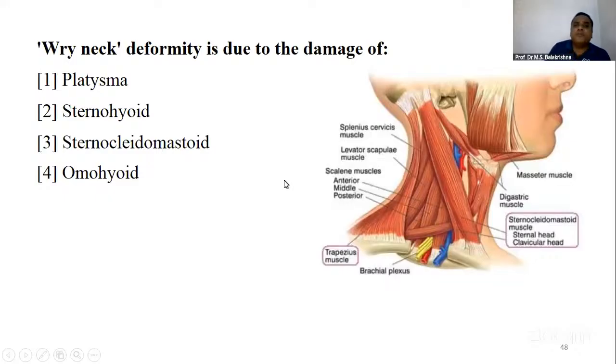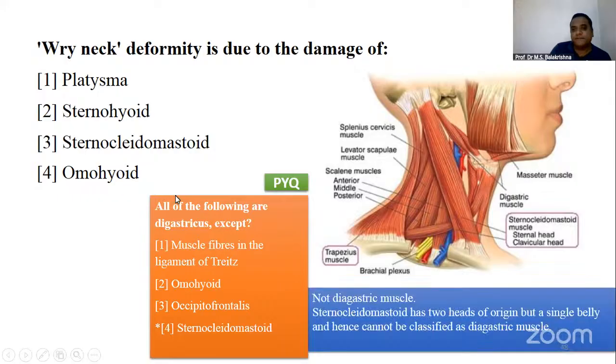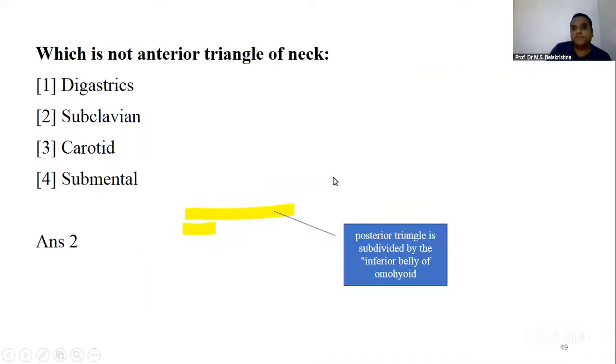Wry neck deformity is due to damage of what? Wry neck means torticollis. That means the sternocleidomastoid muscle, the spinal accessory nerve gets spasm. It's not giving the supply, and the muscle gets spasmodic, and the neck shifts to one side. So that is basically damage to the sternocleidomastoid muscle. That is the answer actually.